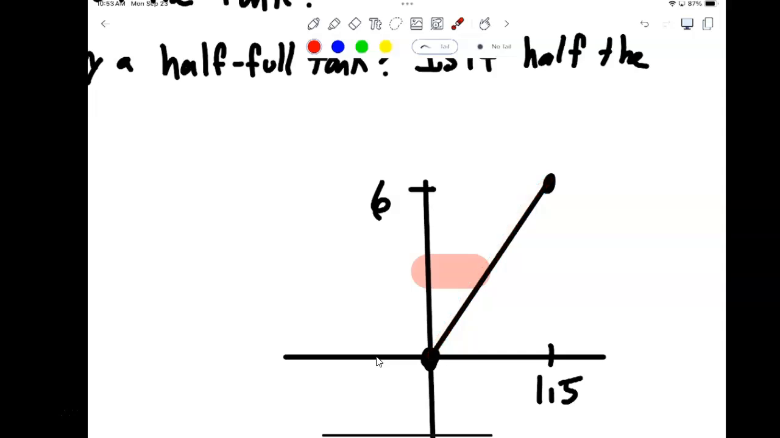Well, we know a point 0, 0. We also know we have the point 1.5, 6. So we can figure out the equation of that line. We can figure out the slope of the line, which would be the change in y, 6, over the change in x, 1.5. 6 over 1.5 would be 4.